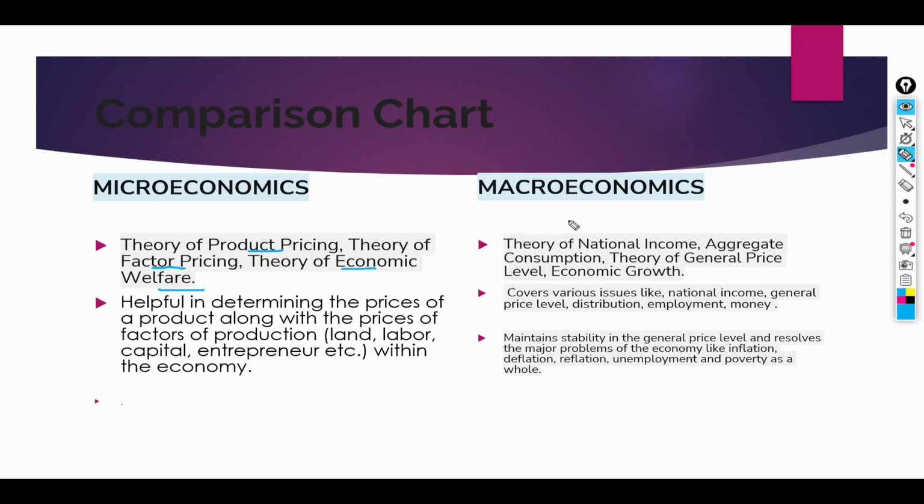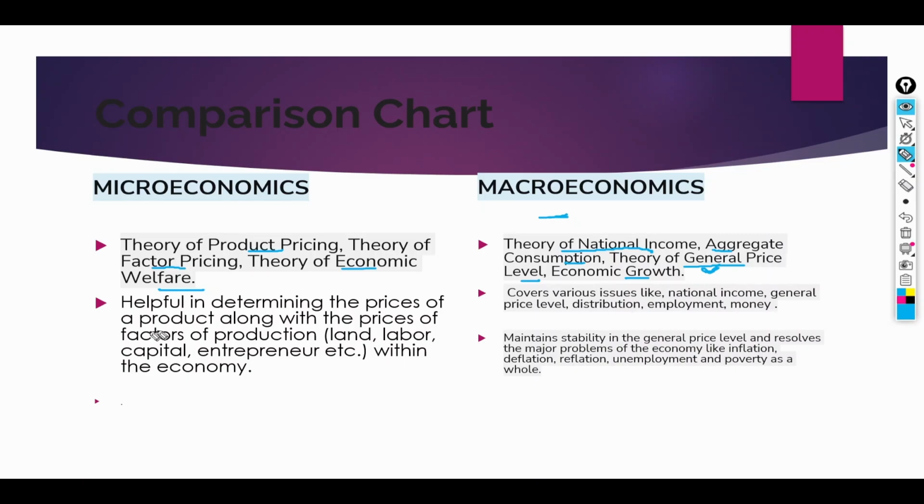While in case of macroeconomics, theory of national income will come all together. Then aggregate consumption will come, theory of general price level will come, and economic growth will come. So using this macroeconomics only, the government does the pricing. In the market, in the mixed economy, the government plays an important role in deciding the price of the product and all. Okay, in the capital market, it is decided by the market only.